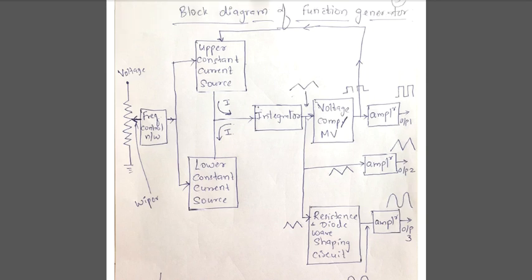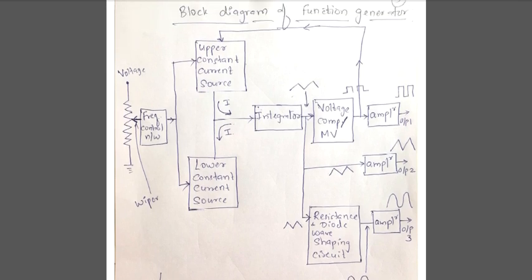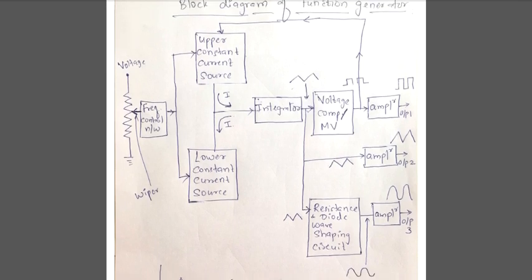And because the frequency of the triangular waveform has changed, you in turn can change the frequency of the square waveform as well as of the sine waveform. So that's about changing the frequency of the functions. I don't know how clear this has become to you, but that's about the overall working of the function generator.